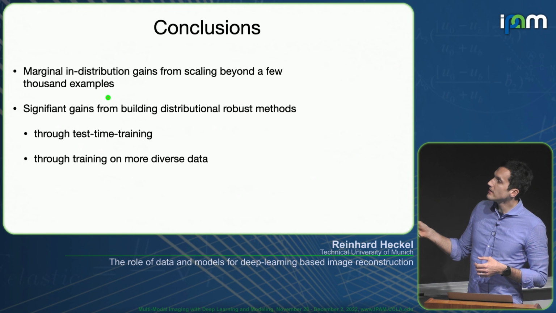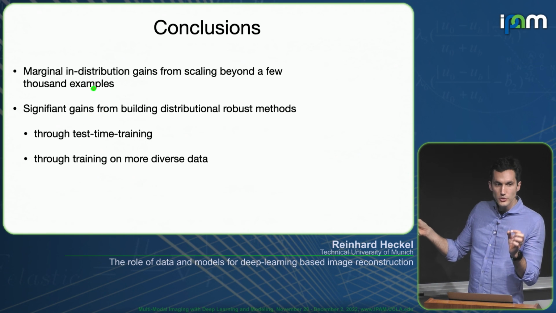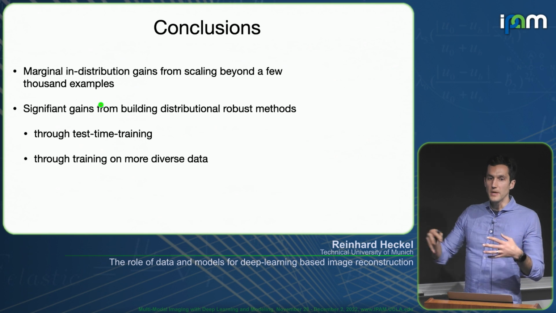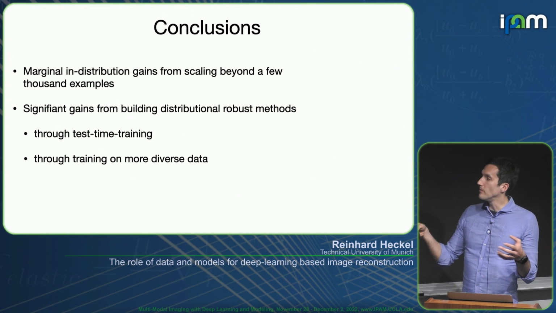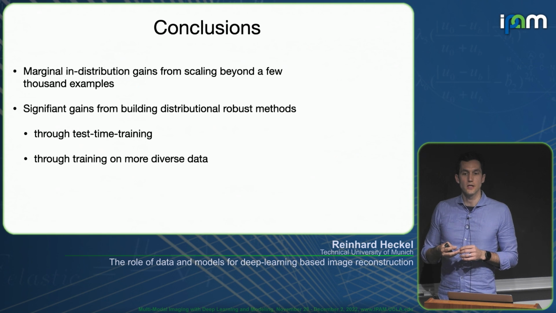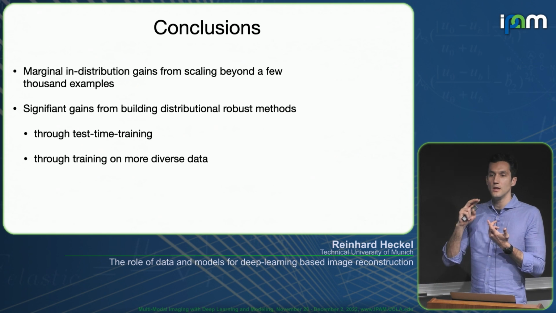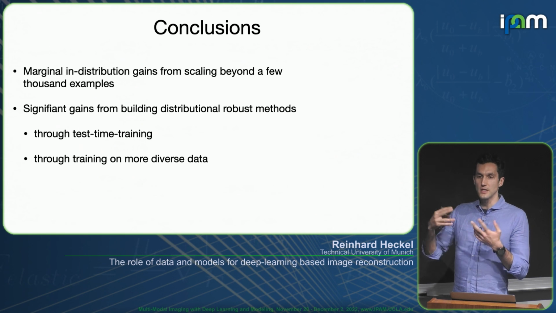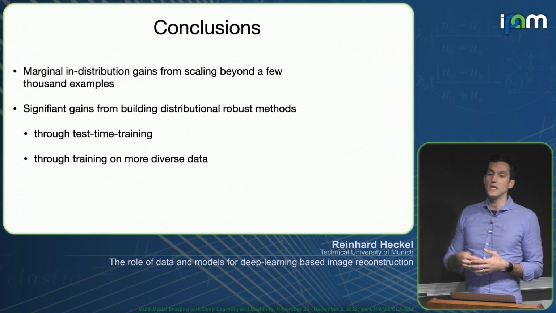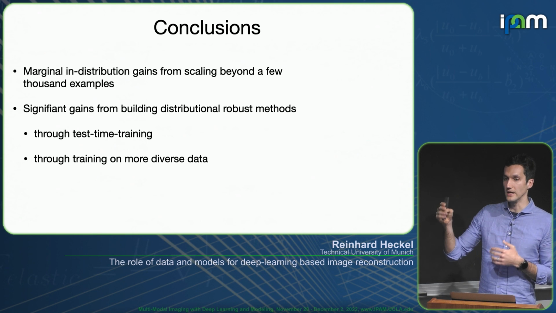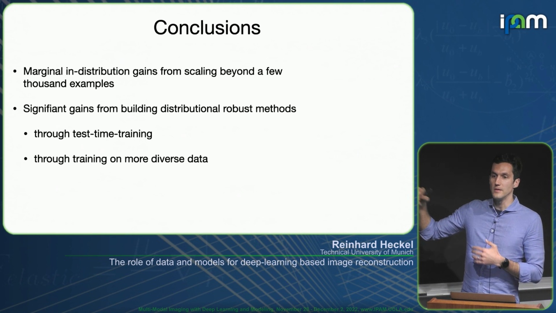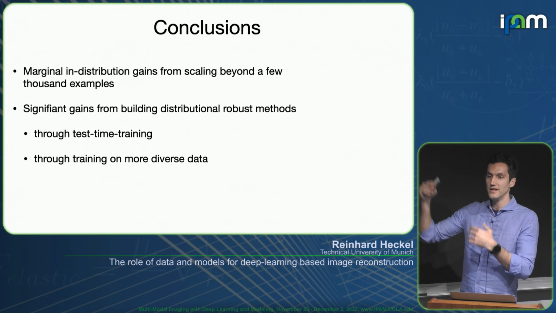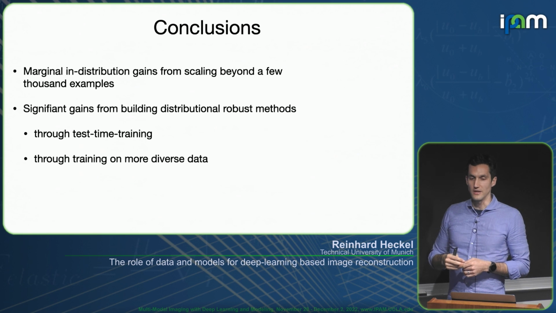In a way, the conclusion is that for in-distribution performance, more data and better models really do not seem to help. But in reality, where you're interested in distribution shifts, it seems that better models and better algorithms like test time training, potentially other things, and also more data, not just more of the same but more diverse data, really help. And they help significantly, because the differences in making something distributionally robust are way higher than the differences between the worst and the best model, let's say, on FastMRI.